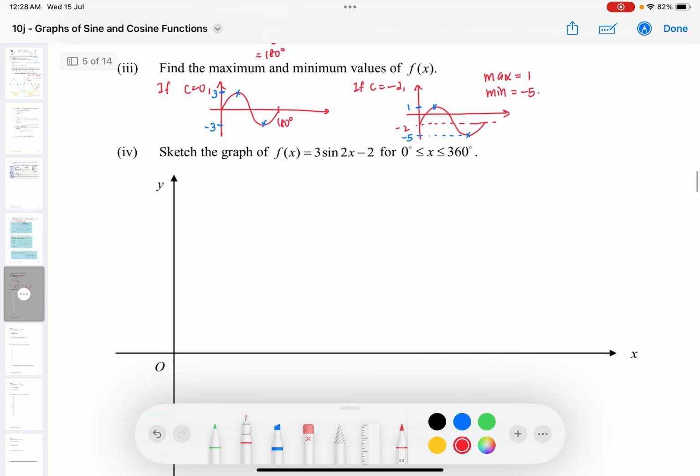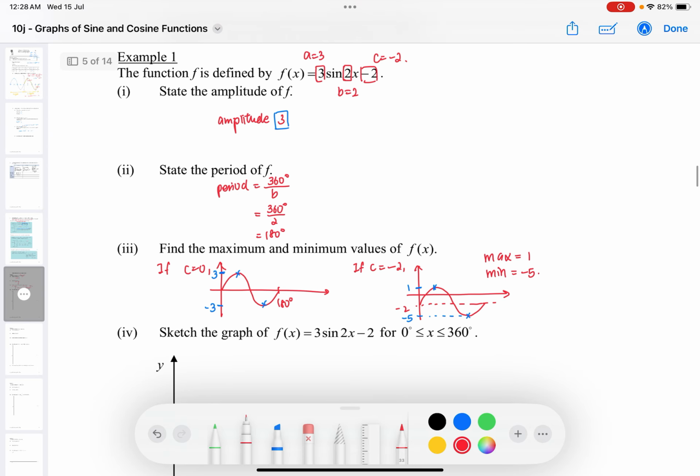We can now sketch the graph. Take note that the graph actually extends to infinity on both ends. So in the exams, you will always be given a range of x values that you are supposed to sketch your graph for. This ensures that you don't have to submit an infinite graph. We just need a certain segment of the graph. In this case, they want from 0 to 360.